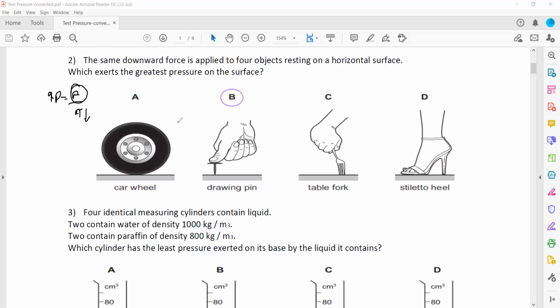So B, A is having, yeah, that's good. When you compare the area in contact, if area is more, then the pressure will be less. So they are all exerting the same force. So the one which will have the least area will exert the highest pressure. So B is the right answer.